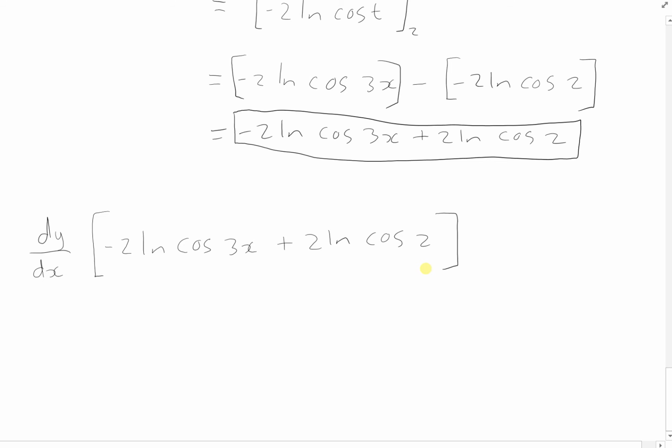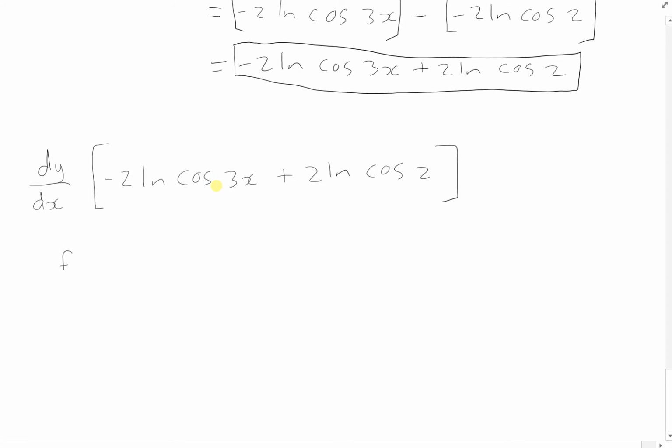We could write this as f of x, if you're uncomfortable with the notation of dy/dx, because that's what most people are comfortable with. So f of x is equal to -2 ln cosine of 3x plus 2 ln cosine of 2. So I'm going to just now find the derivative of this.